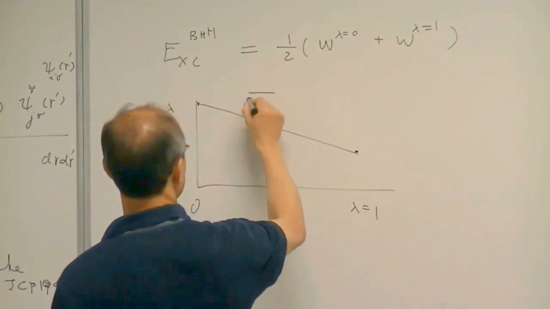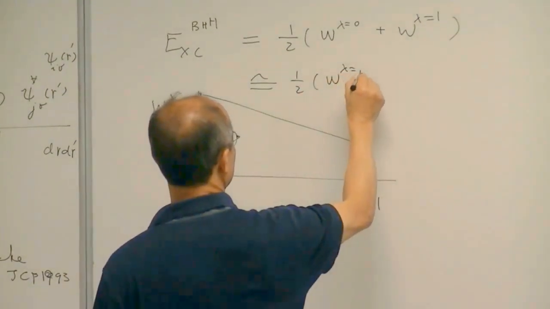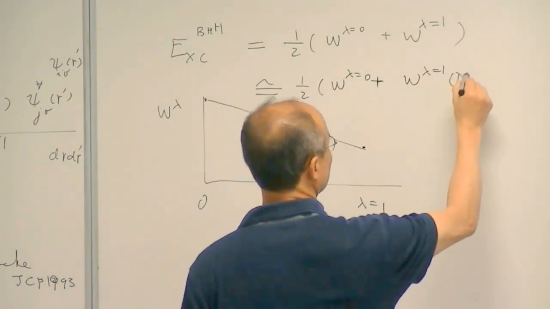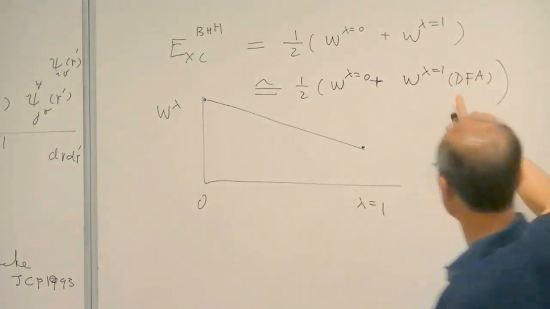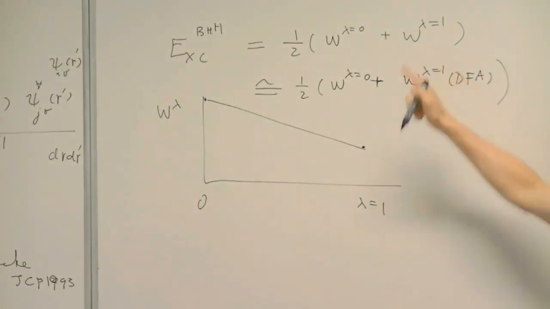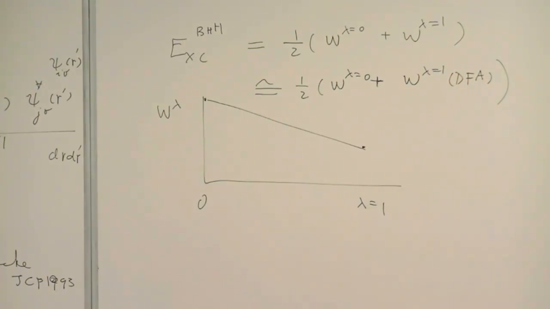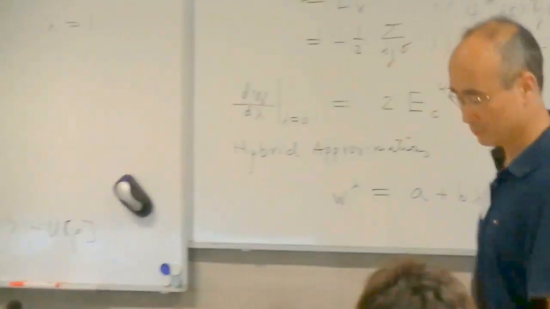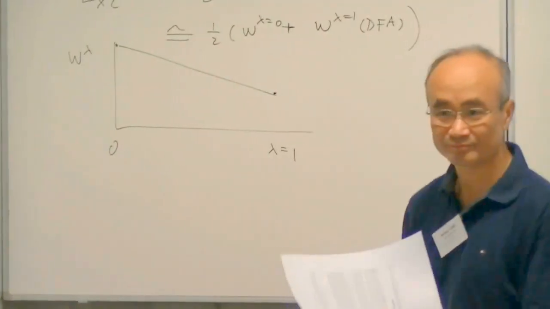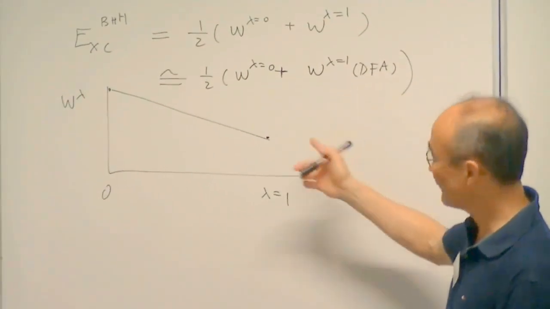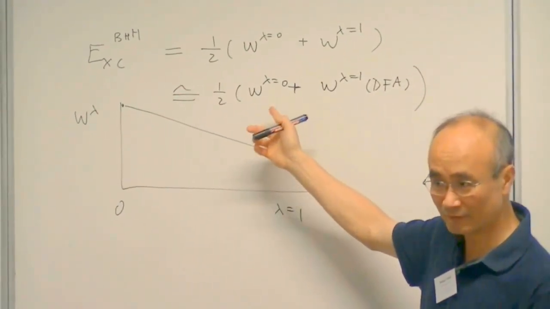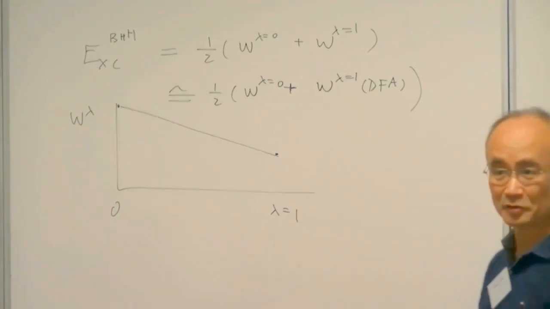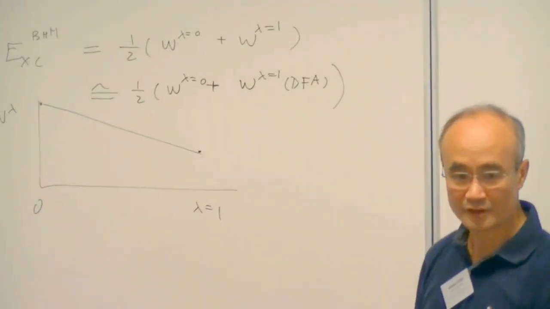Then the approximation is the following. Using a density functional approximation to approximate the lambda equal to 1, so it's the density functional approximation to this expression at lambda equal to 1. So then you have a density functional plus an exchange, and the proportion is 50-50%, and that's what they call B half-and-half. It's still a useful functional. It has some good features.